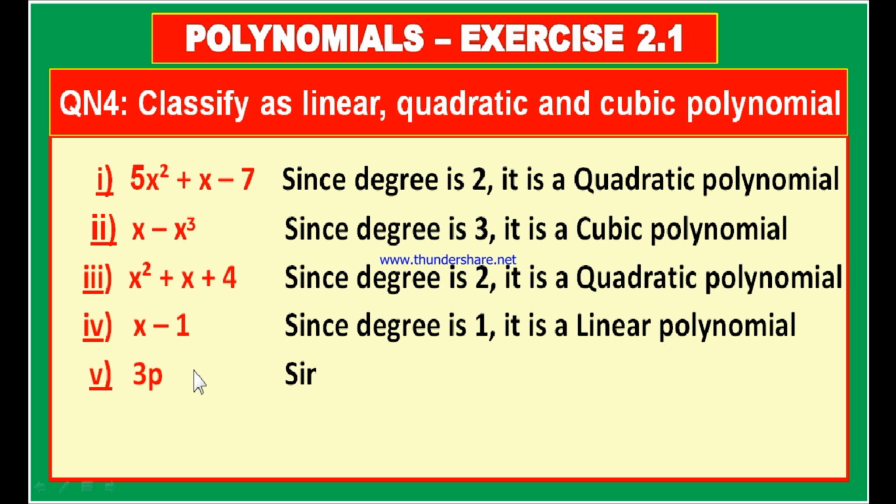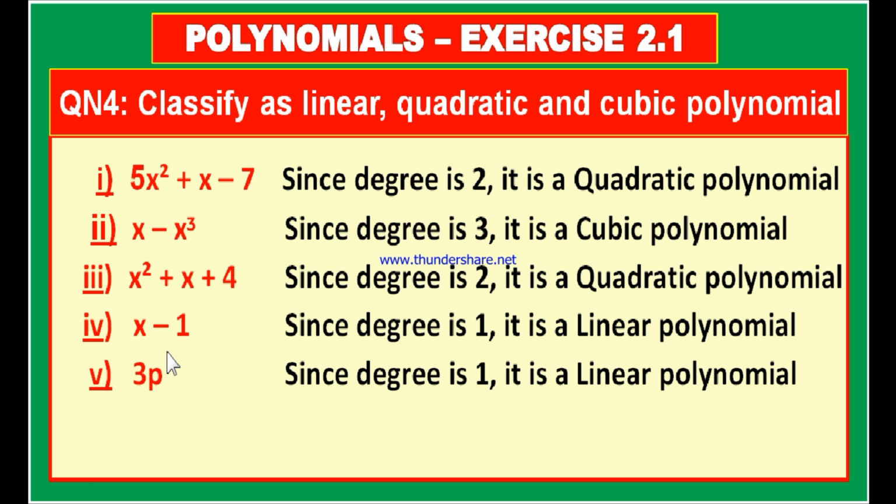Now, fifth bit, 3p. Here p is the variable. 3 into p power 1. 3 into p power 1 means the exponent of the variable is 1. Since the exponent is 1, it is the first degree polynomial. Since it is a first degree polynomial, it is a linear polynomial.